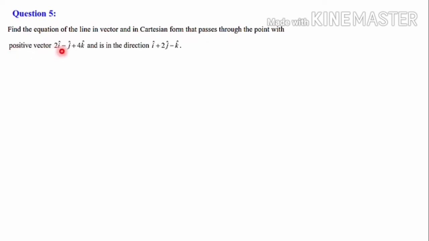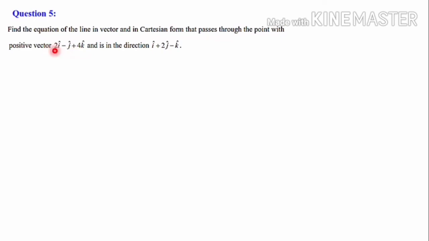Move on to question number 5. The question is, find the equation of the line in vector and in Cartesian form that passes through the point with the position vector 2i cap minus j cap plus 4k cap and is in the direction of i cap plus 2j cap minus k cap. Here, first of all, you have to go through the question clearly and identify the formula. So here, find the equation of a line in vector and Cartesian form that passes through one particular point. The vector form is given to you there, 2i cap minus j plus 4k cap, means the coordinates we can write from here directly.